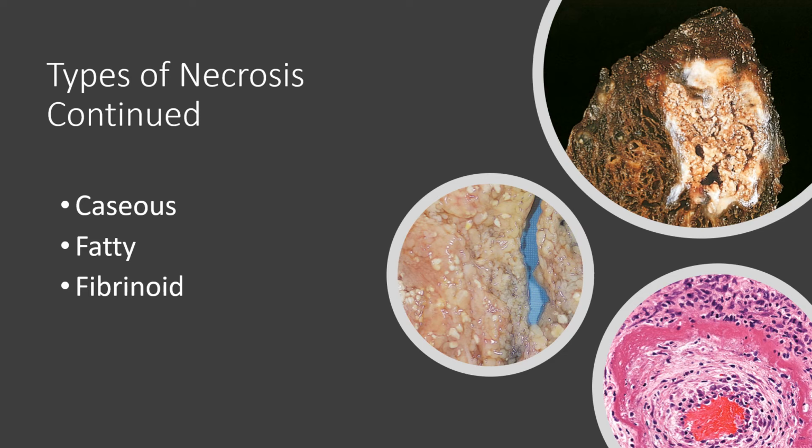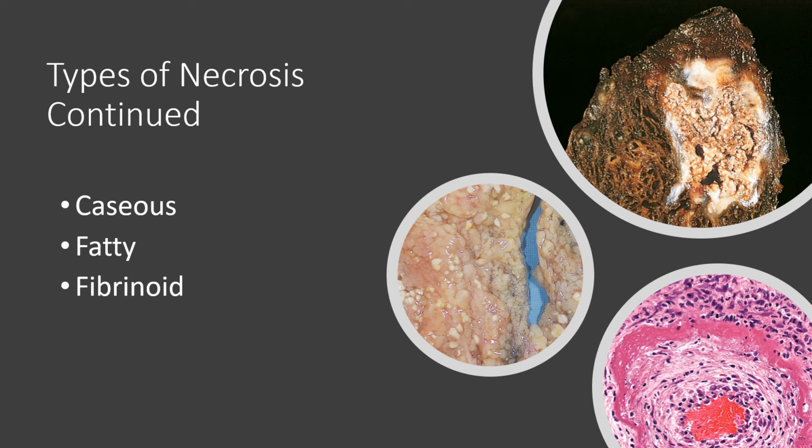The picture in the medial or the middle aspect of the screen is also known as fatty necrosis. So this is actually a picture of the mesentery, and fatty necrosis can be caused by acute pancreatitis or abdominal trauma. And what happens in fatty necrosis is there's a formation of calcium soaps by the release of pancreatic lipases, and again, this occurs in the abdominal area.